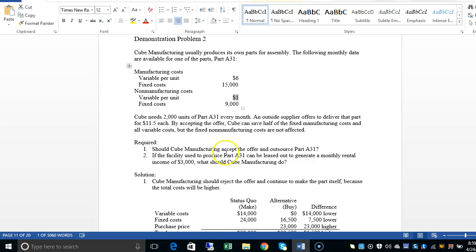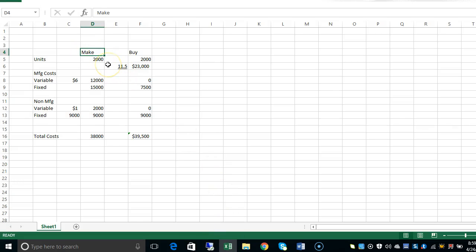So let's do this. This is how I approach this problem. I basically start out with what it would cost for us to make the part. We know we need 2,000 units of this part. We know that the variable cost is $6 per unit. So 6 times 2,000 is $12,000 of variable manufacturing costs. We know that the manufacturing fixed cost is $15,000. On the non-manufacturing side, we have variable costs of $1 per unit. So $1 times 2,000 units gives us a non-manufacturing variable cost of $2,000. The fixed costs on the non-manufacturing side are $9,000, so we know we will incur that. The total cost is simply all these added up at $38,000.